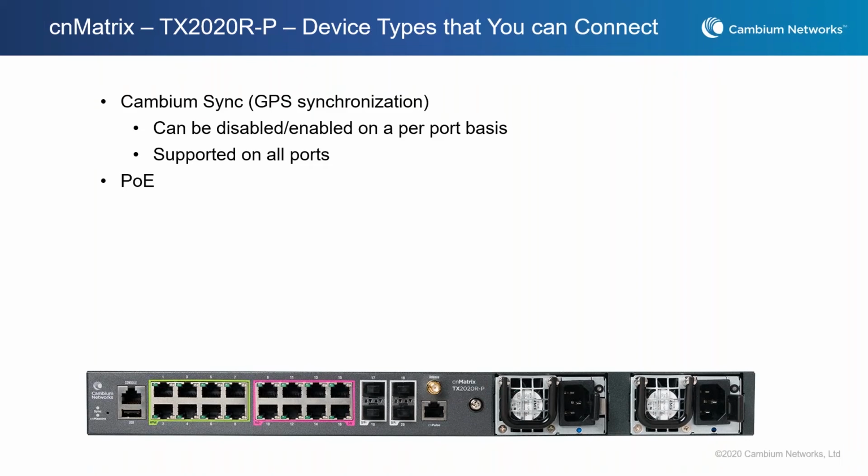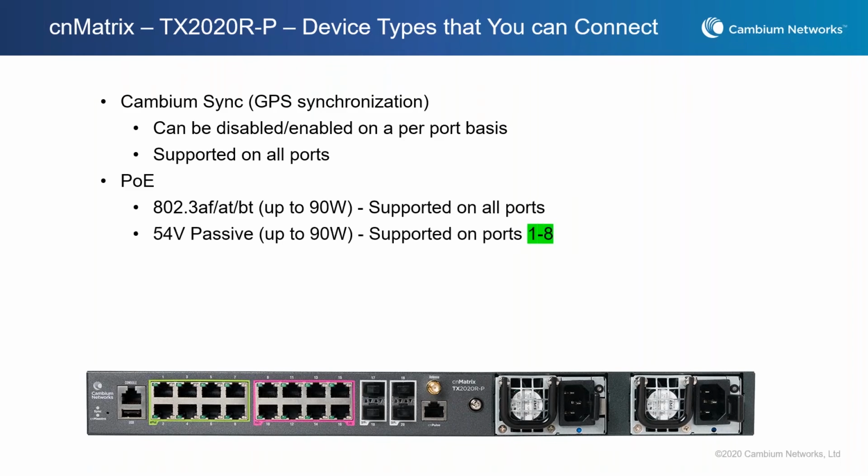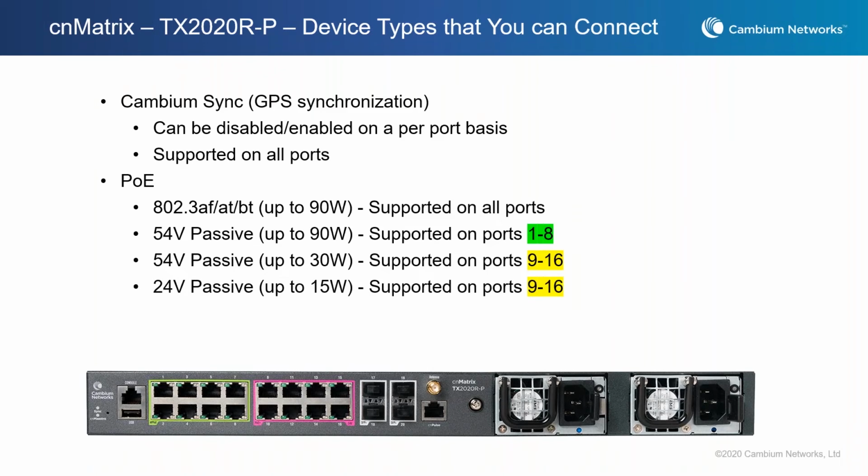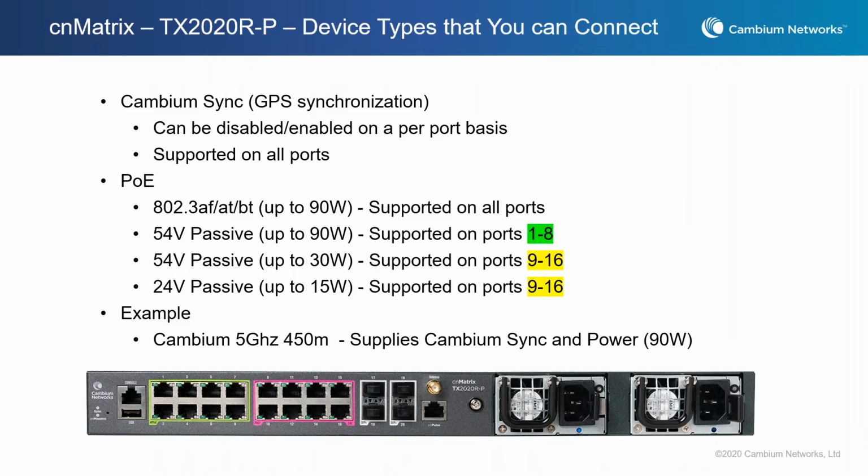With PoE, you've got all the options that I've been talking about today, and I'll just list them again. 802.3 on all ports, 54 volts passive up to 90 watts on ports 1 through 8, 54 volts passive up to 30 watts on ports 9 through 16, and then 24 volt passive on ports 9 through 16. So 24 volt passive is pretty popular out there, right? Cambium has devices that take this low voltage passive PoE, and there's a lot of third-party devices that take this low voltage passive PoE as well, and we got it. So one quick example, a pretty high-end product from Cambium, the 5 gig 450M.